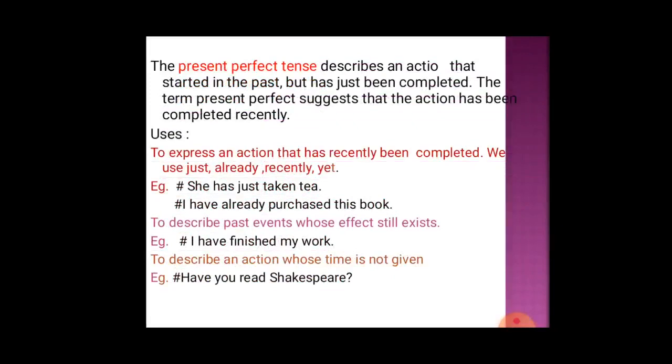The present perfect tense describes an action that started in the past but has just been completed. And the term present perfect suggests that the action has been completed recently. This tense is used to express an action that has recently been completed. And we use just, already, recently, yet, etc. in these sentences. Now let's see the examples.